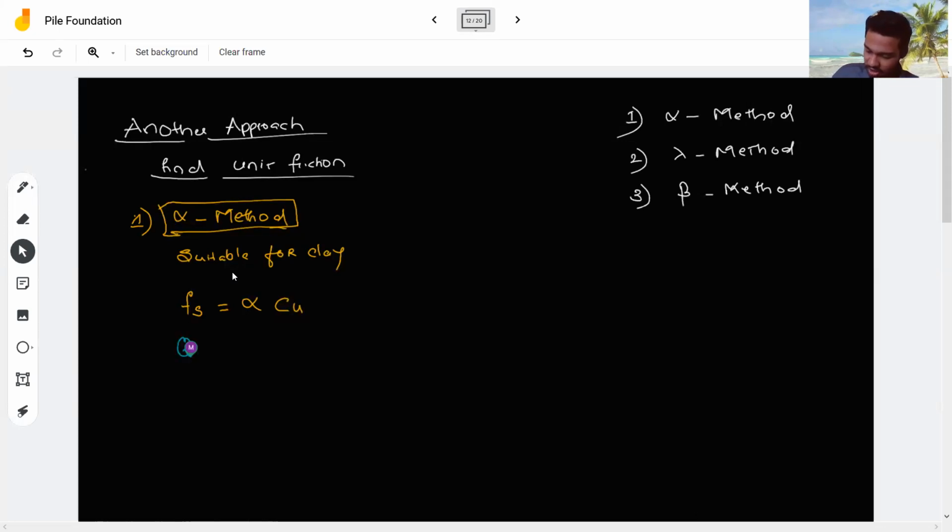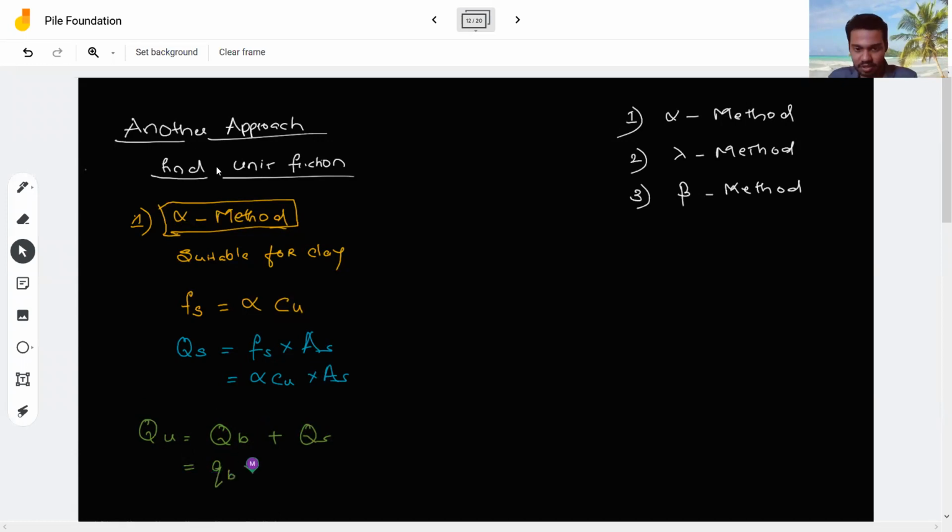तो आपका Qs कितना रहेगा? Qs equal to Fs multiplied by surface area of the pile. But what I need is the ultimate bearing capacity of the pile, or the ultimate load it can carry. So basically my Qu depends upon two things: Qb plus Qs. Small qb, that is bearing capacity of my soil, into area of my soil at base, plus Qs, which I have derived, it is alpha Cu times As. This is the same formula.